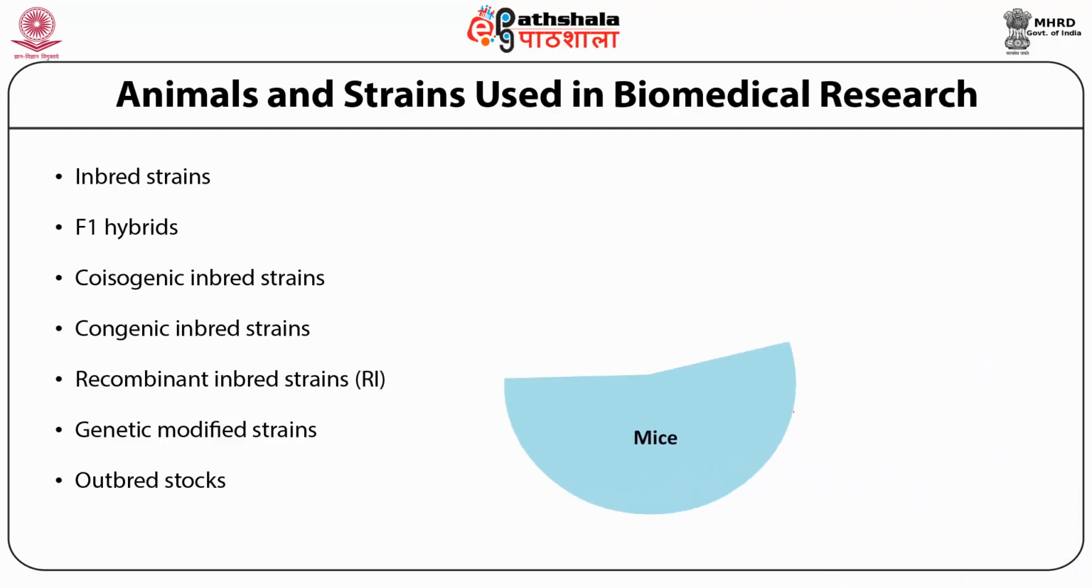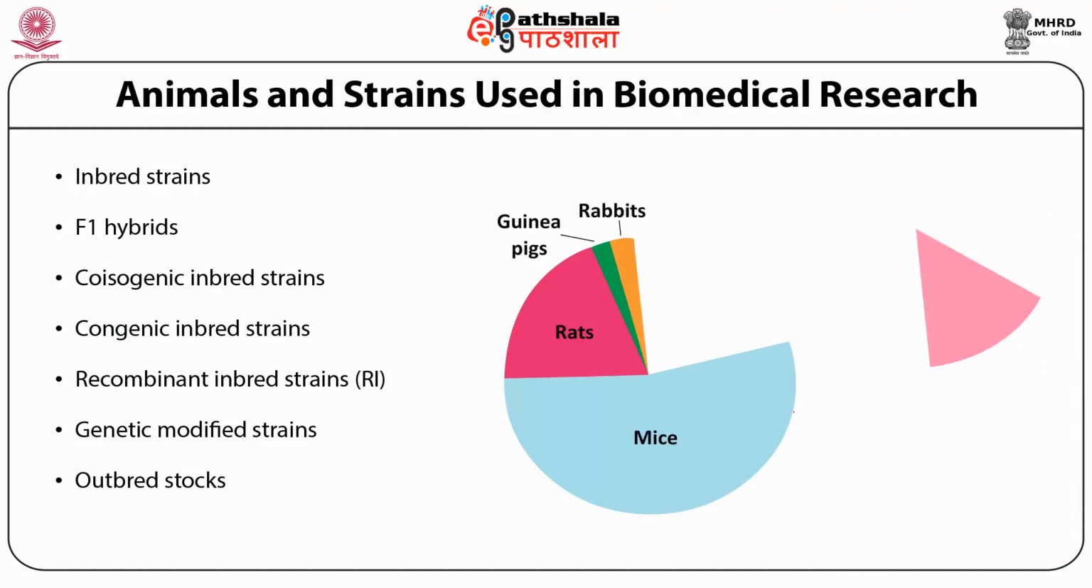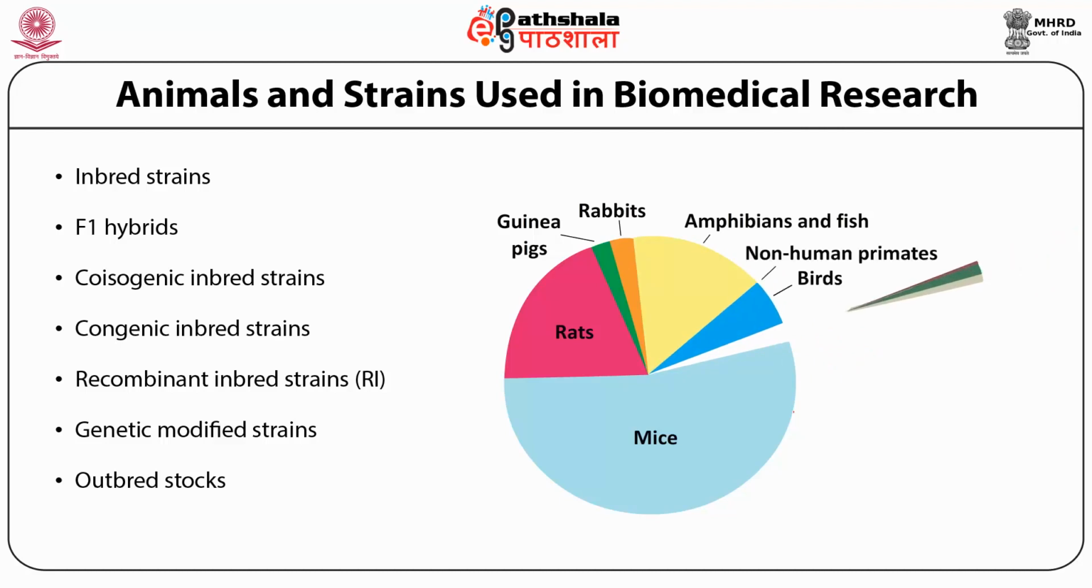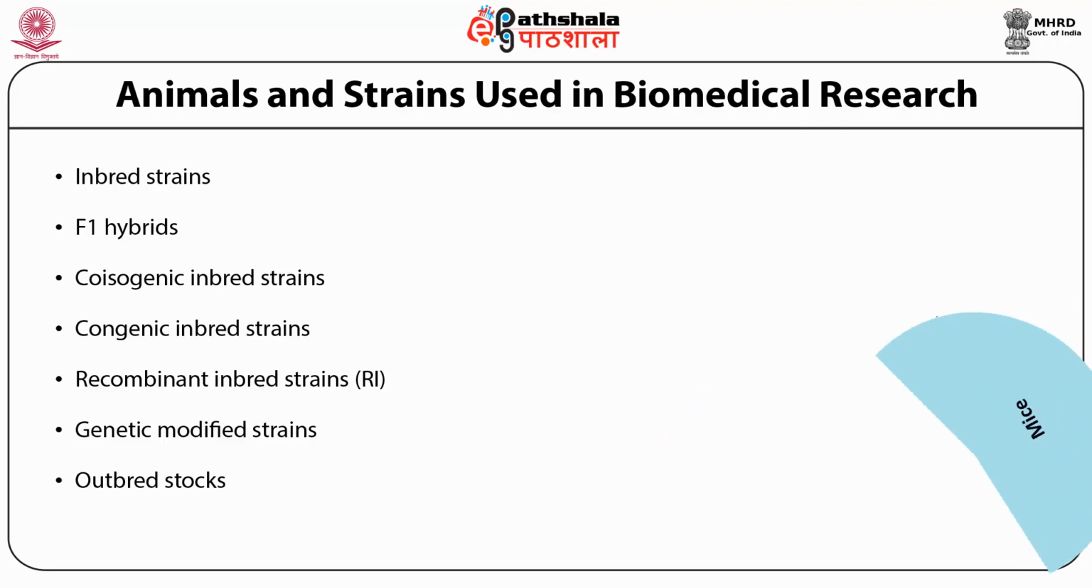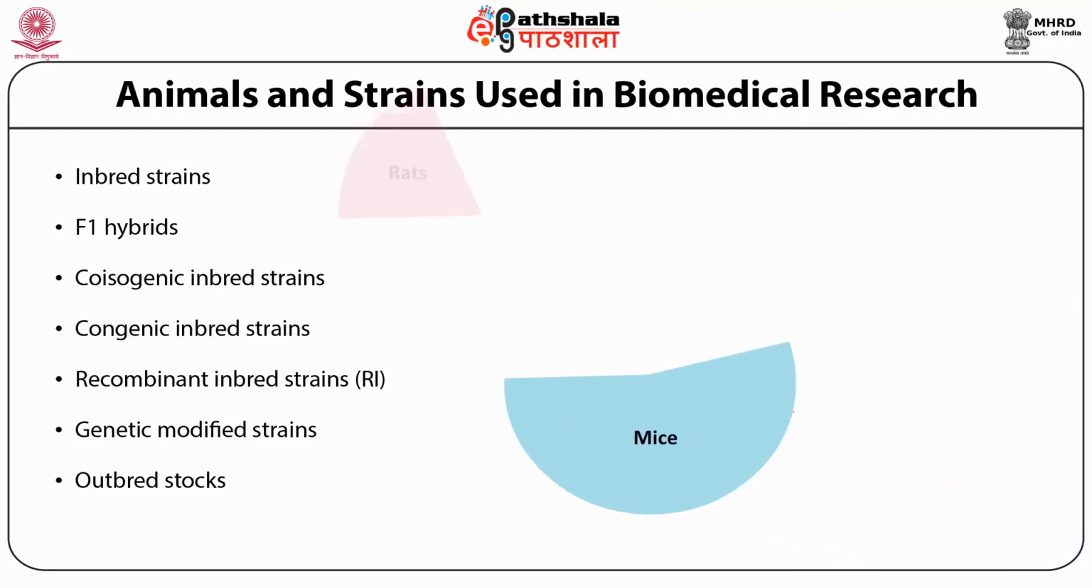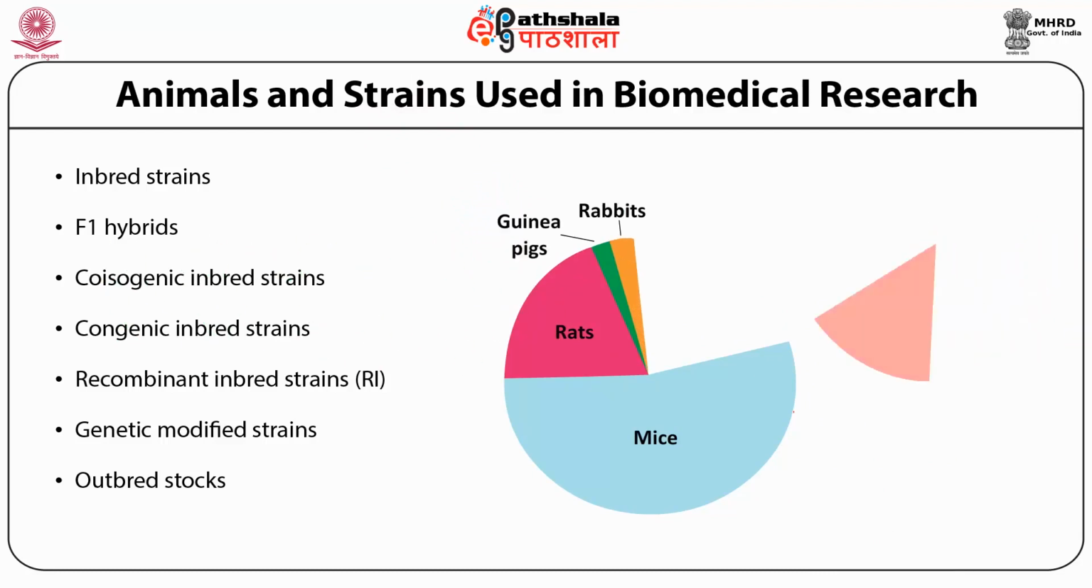If you see the diagram, the mouse model is mostly used, secondly come rats, and third rabbits. Amphibians and fishes like zebrafish are also used, along with non-human primates, carnivores like big dogs, and farm animals like sheep and goats.